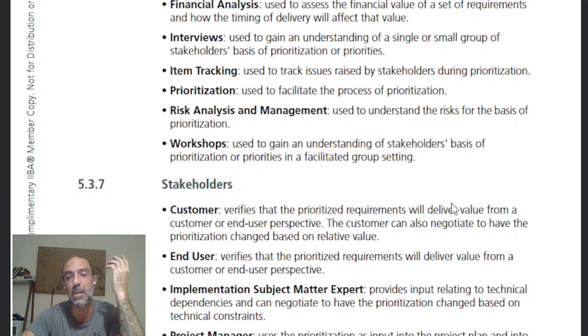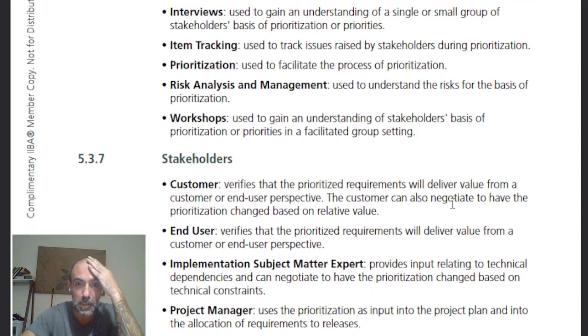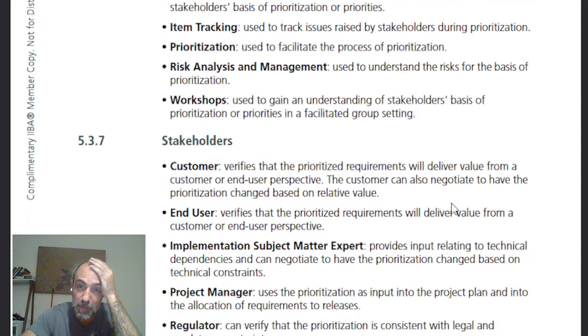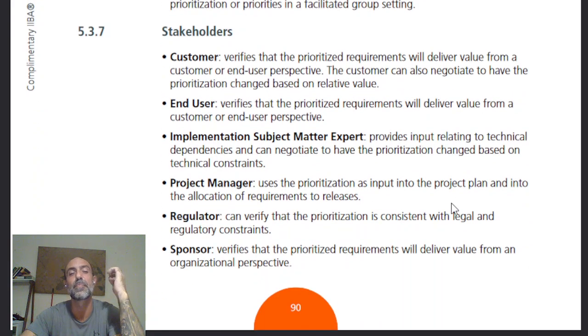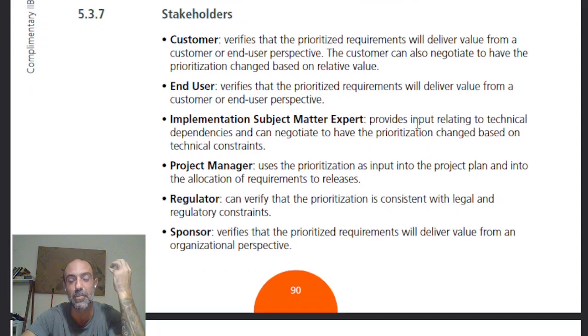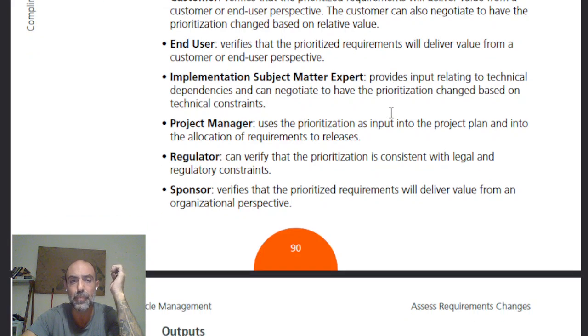Workshops used to gain the understanding of stakeholders' basis of prioritization or priorities in a facilitated group setting. Great workshops. And the stakeholders here are customers, because they verify the prioritized requirements will deliver value from an end-to-end perspective. The customer can also negotiate to have a prioritization change based on the relative value. There's the end user, who verifies the prioritized requirements will deliver value from a customer or end user perspective.